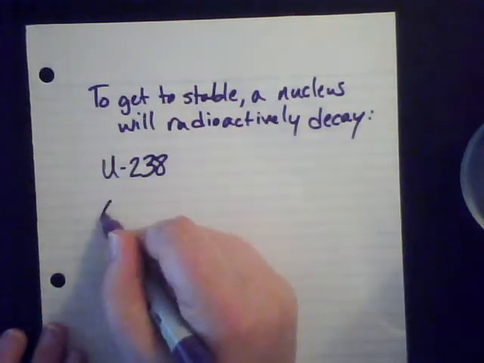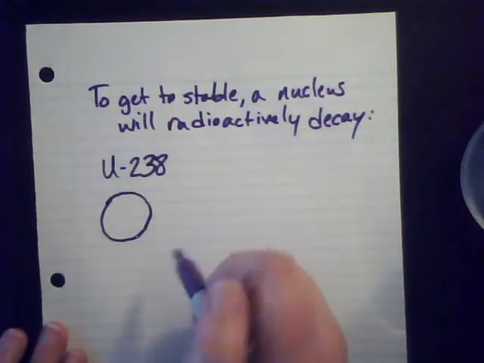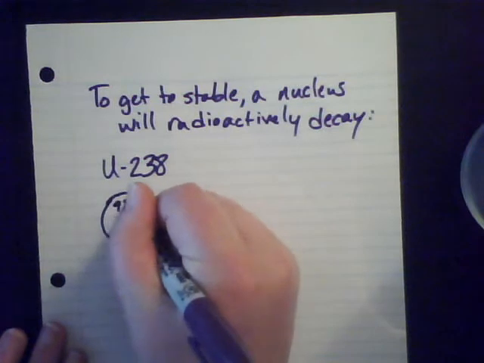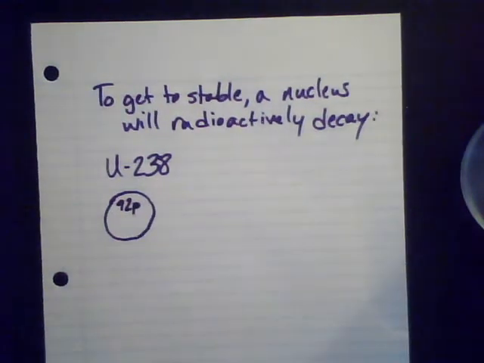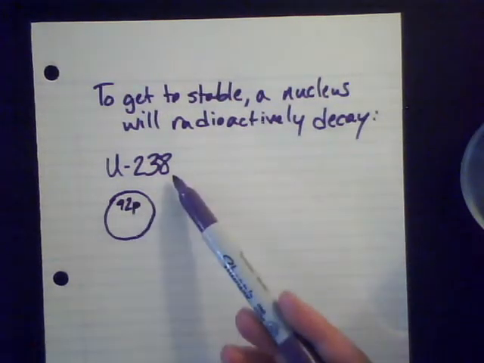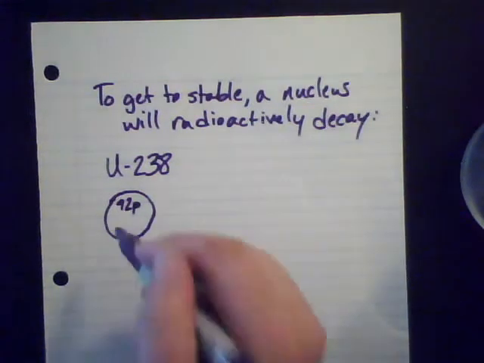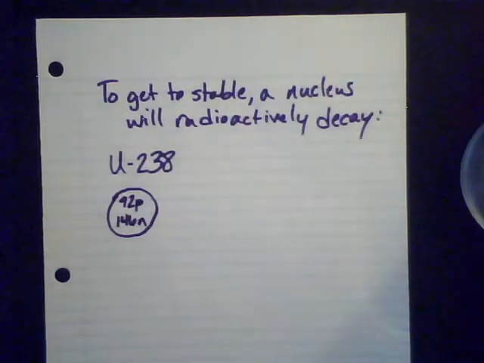And in a nucleus of uranium-238, and I'm just going to represent it as a circle here, in my uranium-238 nucleus, I have 92 protons. And I know that I have 92 protons because that's the atomic number of uranium. And so if I take the 238, my mass number, and subtract my 92, which is my atomic number, I end up with 146 neutrons. So in this particular nucleus, I have 92 protons, 146 neutrons.